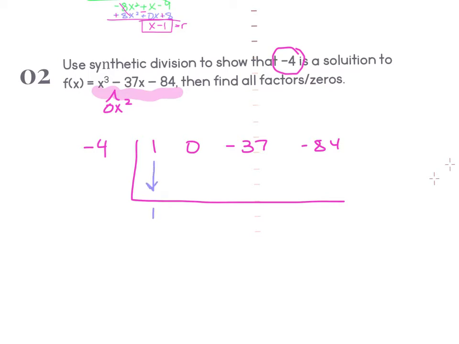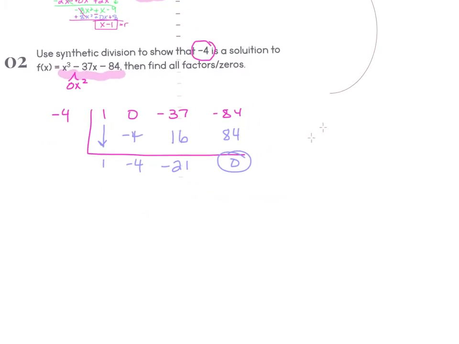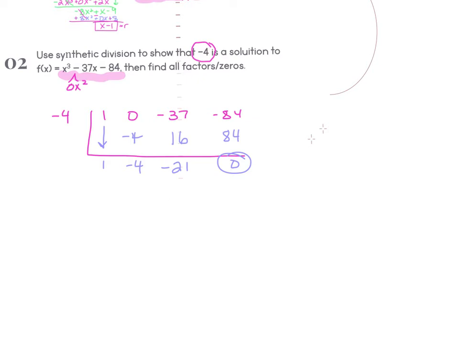Bring down the 1, multiply by negative 4, put it in the next column, add it, multiply it, put it in the next column, add it, multiply it, put it in the next column, add it, and there's my 0. So that's how I know it is a solution. If you get this on a test and it says show that it's a root or show that it's a 0, you have to show the work of the synthetic division, and then you should get the 0 as the root. I mean, as the remainder.